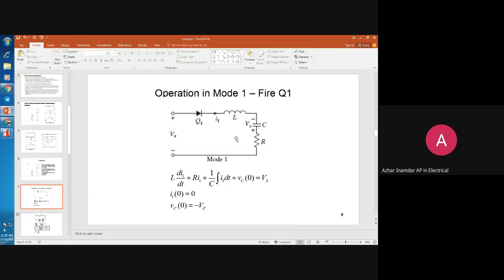So now the instantaneous load current for this mode. When we solve this circuit, we are going to get this: L di by dt plus R i1 plus the voltage across the capacitor, with the voltage across the capacitor at 0 equal to the source voltage. This is Kirchhoff's voltage law. And at the switching conditions, i1 is 0 and Vc should be minus Vc.